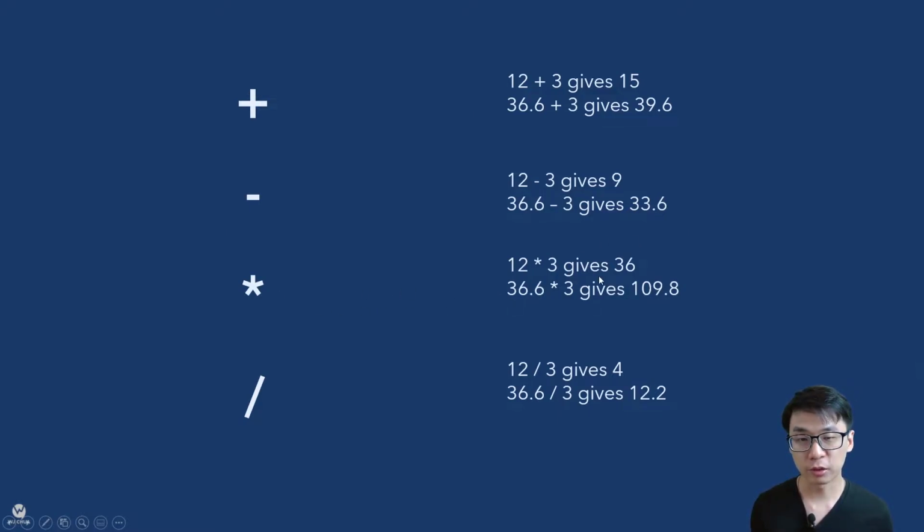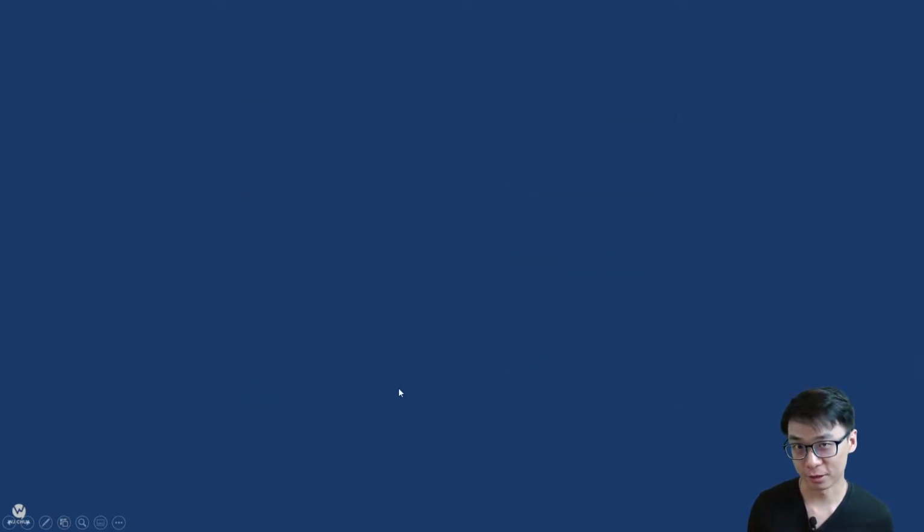Multiplication, 12 times 3, you get 36. 36.6 times 3, you get 109.8. And division, 12 divided by 3, you get 4. 36.6 divided by 3, you get 12.2. So these are the very basic ones. But now what I want to really highlight is the special ones that you might have heard of or you might not have heard of.